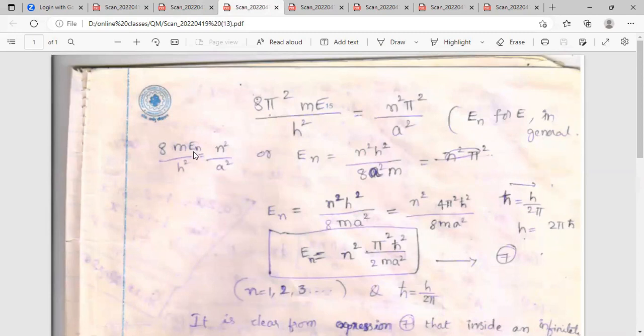Then 8 m E divided by h square is equal to n square by a square, because pi square cancels out. Instead of E, we are writing En in general. So En is equal to n square h square by 8 m a square, which is equal to n square into 4 pi square h bar square by 8 m a square.